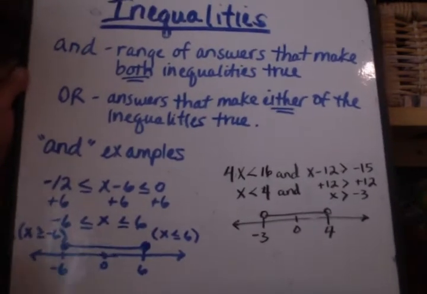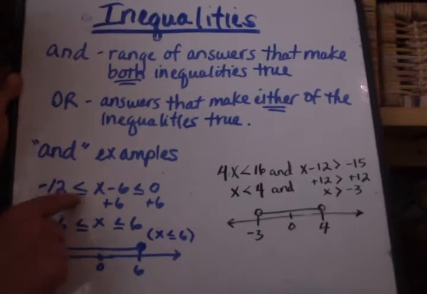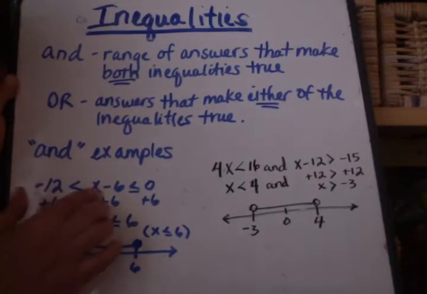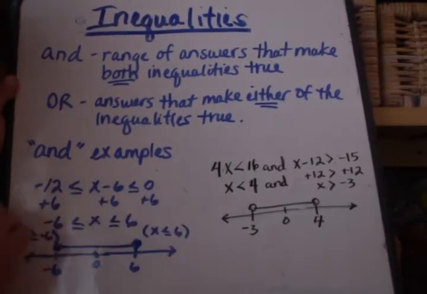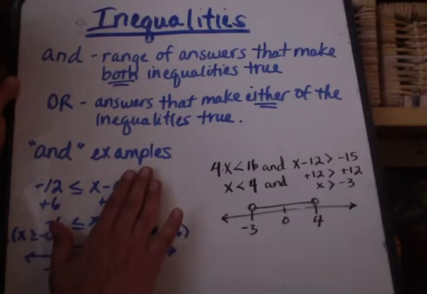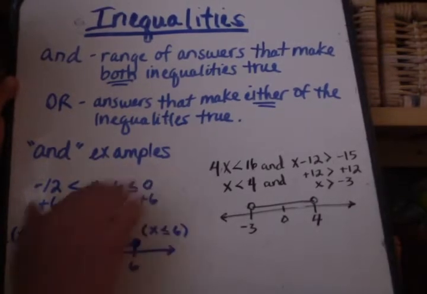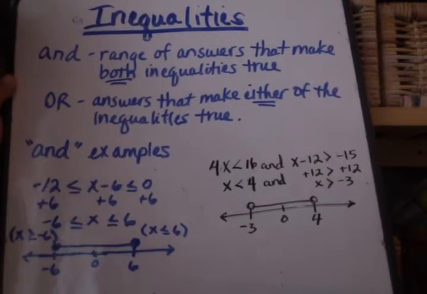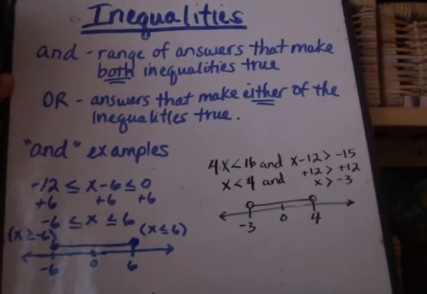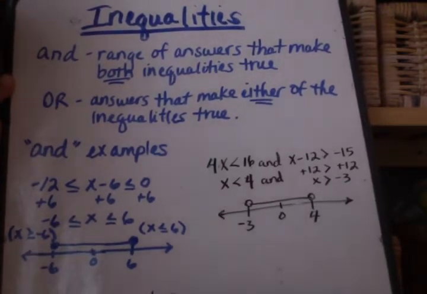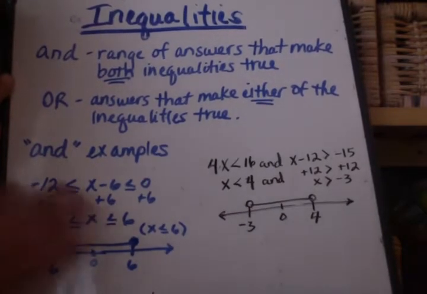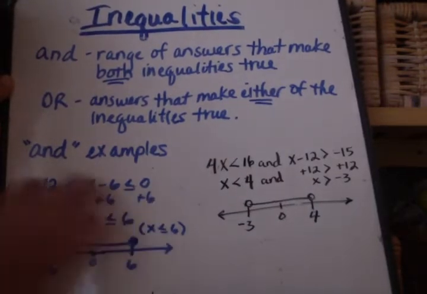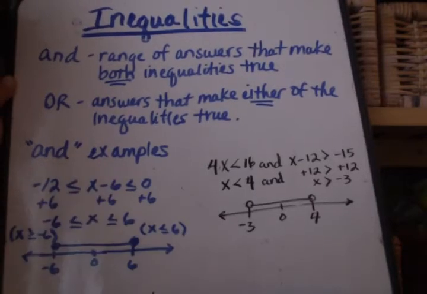If you feel more comfortable, you could break this up and just say negative 12 less than or equal to x minus 6. That's one problem. And then the other problem would be x minus 6 less than or equal to 0. So basically, we're just going to solve both of these inequalities and graph the solutions that make both of them true. The other way we can solve this is just keeping it in this form, and when we add or subtract or multiply and divide anything, we do it to all three sections. So that's what we're going to do.